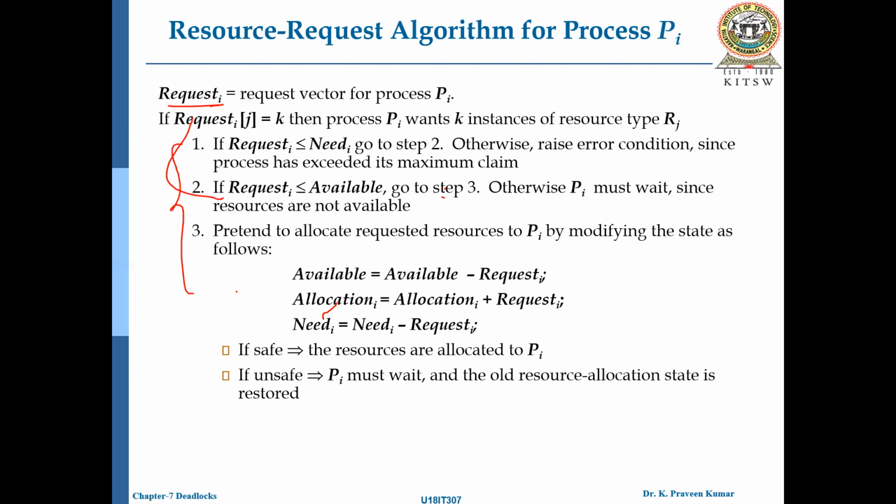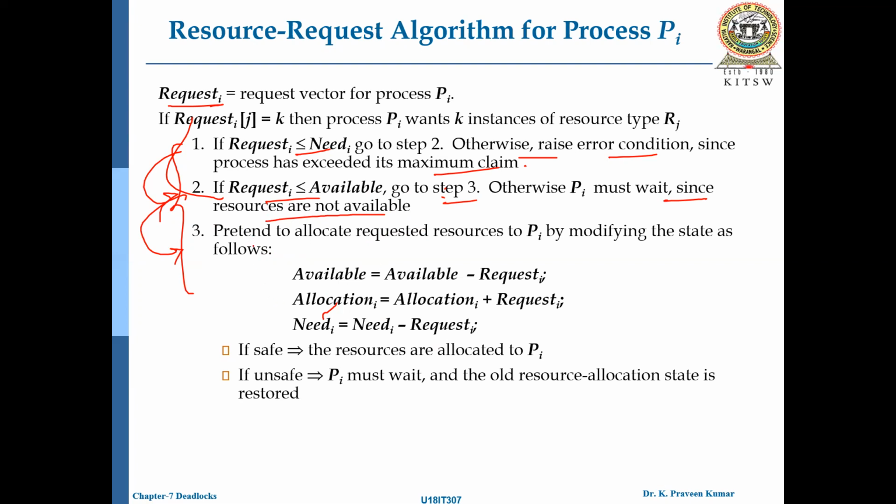What are these steps? Number 1: if Request i is less than or equal to Need i, then go to step 2. Otherwise, raise an error condition since the process has exceeded its maximum claim. Step 2: if Request i is less than or equal to Available, go to step 3. Otherwise, Pi must wait since resources are not available.